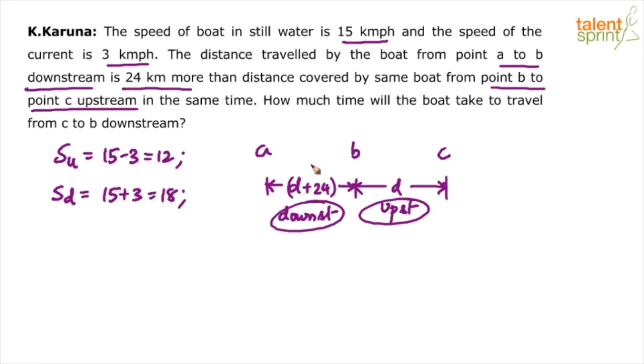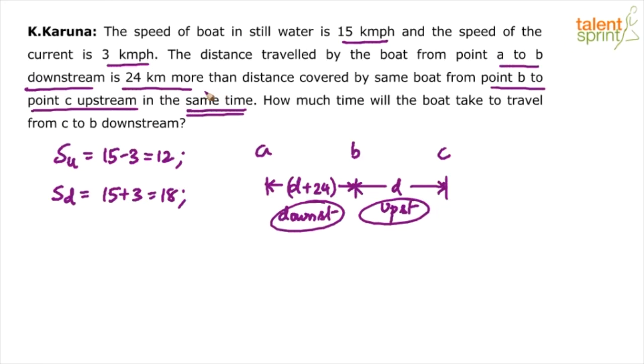And the most important point in the question is that these two distances have been covered in the same time. Look at this statement: the distance traveled by the boat from A to B downstream is 24 kilometers more than the distance covered by the same boat from B to C upstream in the same time. Now this is the key here. Here is where the equation lies. The question asks how much time the boat will take to travel C to B downstream. We'll look at the real part of the question later, but let's first solve based on the equation.